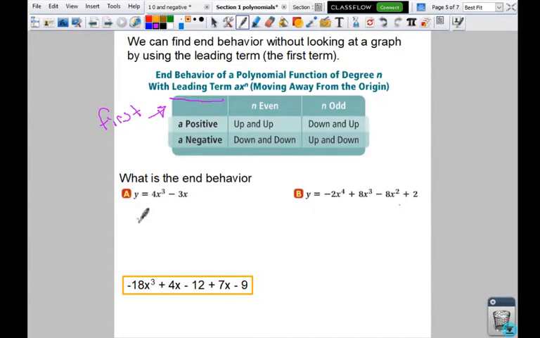So I'm going to look at part A here. My leading term is this first one. It's in standard form already. So all I care about for end behavior is 4x to the 3. I don't care about this other piece. Doesn't matter.